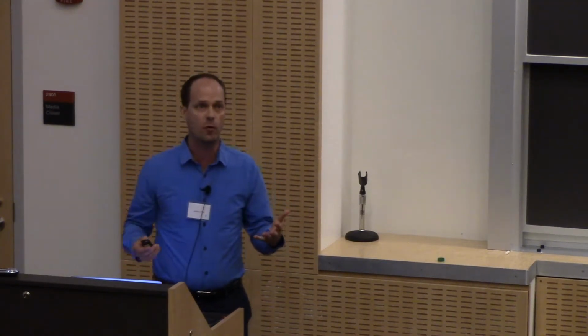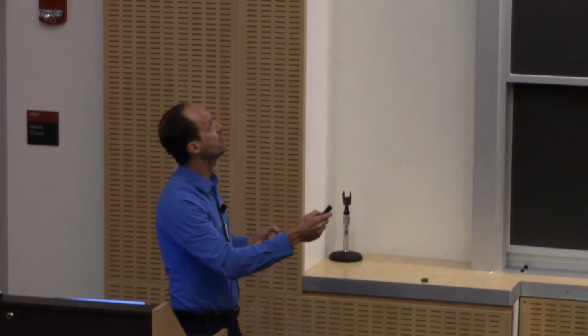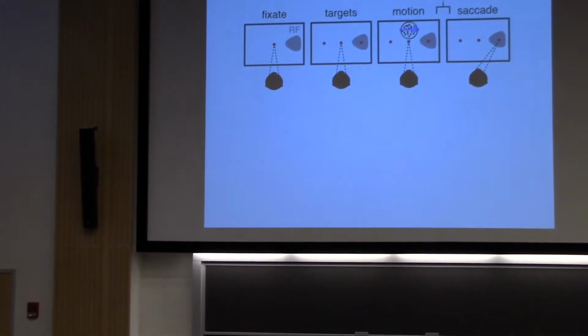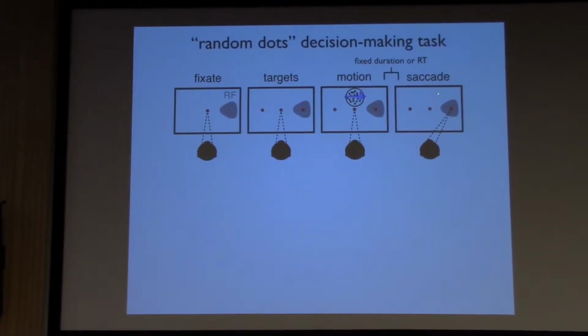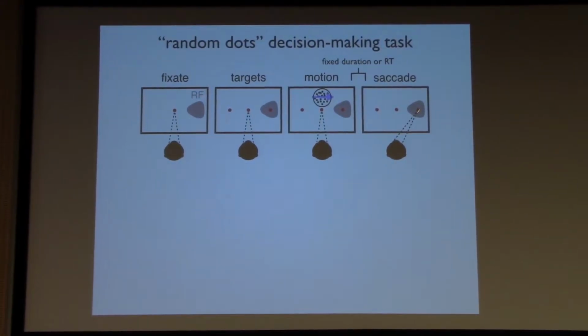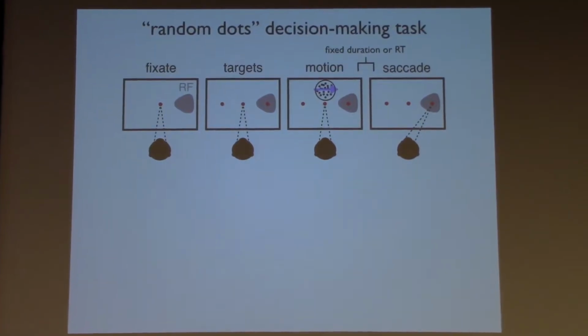Let's just set the stage. Of course, we're talking about this random dots decision-making task where there's a fixation period, some targets appear, and a motion epoch is defined where there are moving dots randomly in one direction or the other. Conrad showed you the demo. And then the animal reports its decision about which direction those dots are moving by making an eye movement to one target or the other. If the animal thinks the dots are moving right, he moves his eyes to the right. If he thinks the dots are moving left, he moves his eyes to the left.